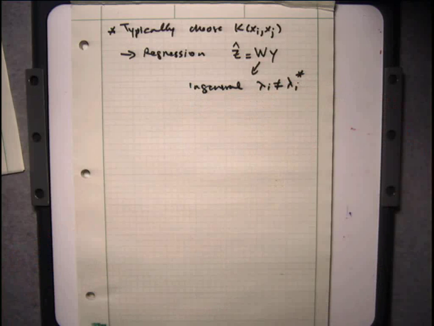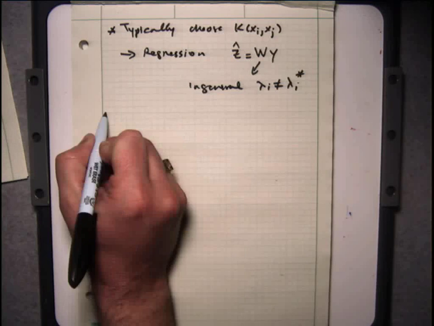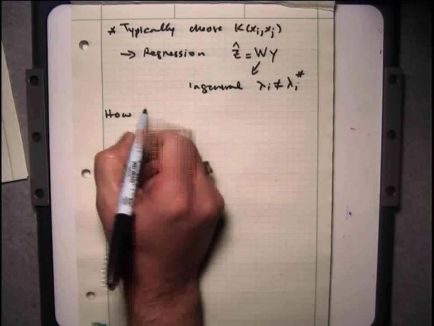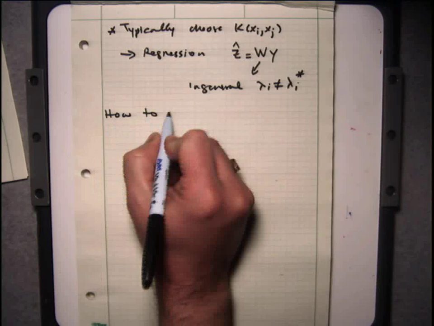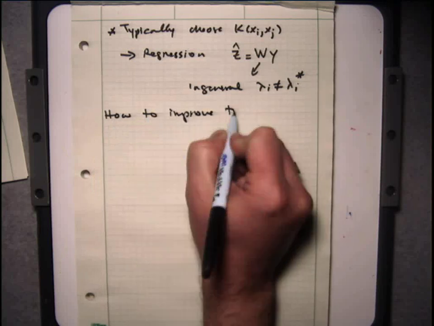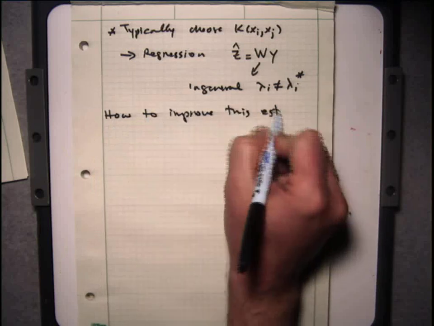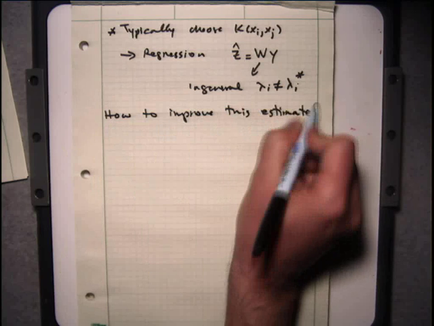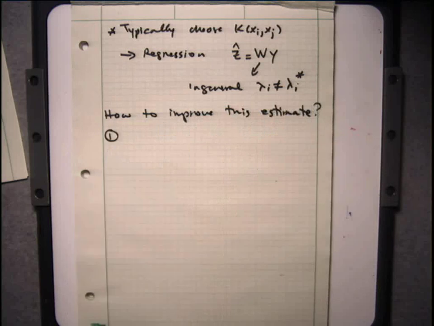So, what do we do? Are we stuck? Can we continue? What's the path ahead? Do we quit? Well, it turns out there's several things you can do. A couple of them I've already mentioned. So how to improve this estimate? Well, there's several ways. Let me first mention one that we just briefly discussed.